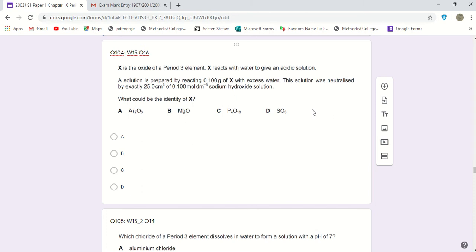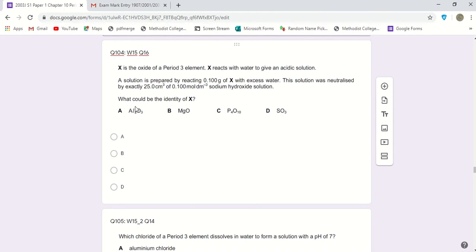Okay, this is chapter 10, question 104. There's an oxide X of period 3. First, it says that X reacts with water to give acidic solution. So we have options A, B, C, and D, right?